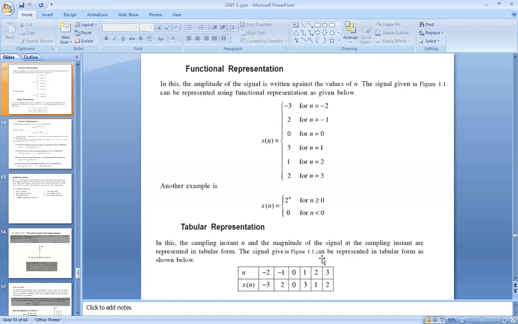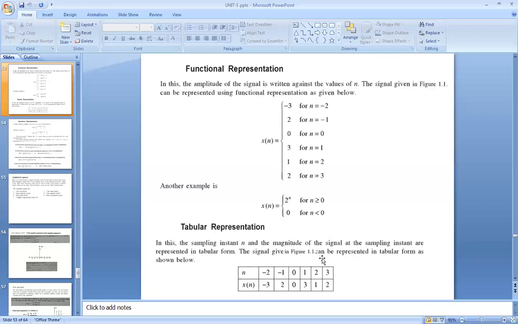Now in terms of functional representation, we will write only the values of x of n in this manner. Generally, this way is used only from an understanding point of view. In other cases, we will write the expression. The expression will be written as another example. So here x of n is equal to 2 raised to n.